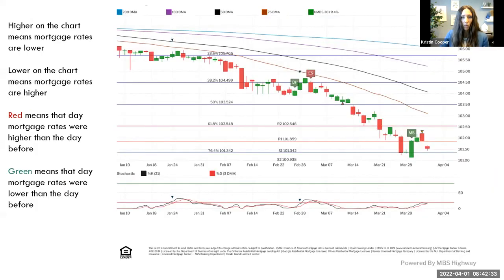So we're going to dive into kind of what's going on with the mortgage interest rate market. As you probably are hearing, interest rates have gone up and are continuing to go up, and that is true. But what does that even mean? What does that look like? And to what degree is that?